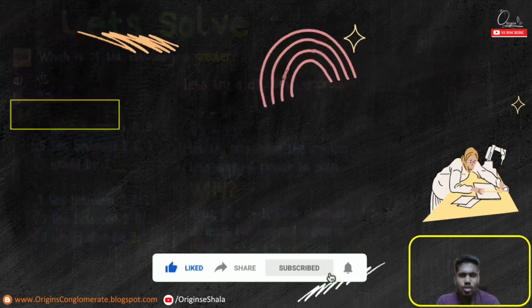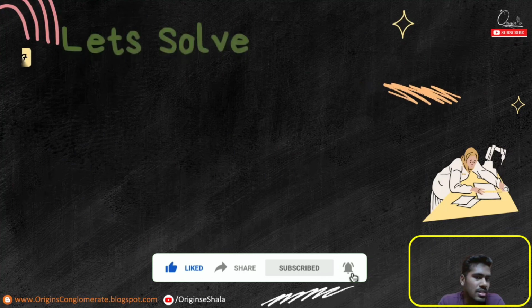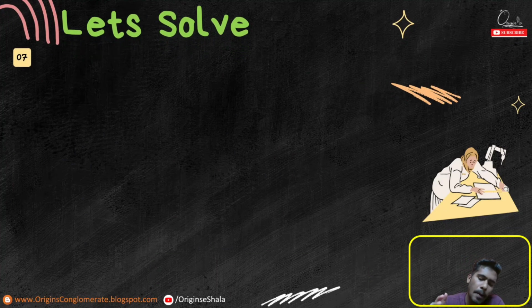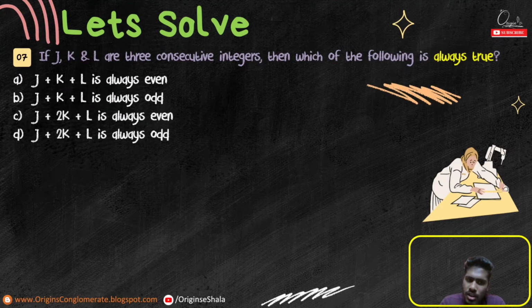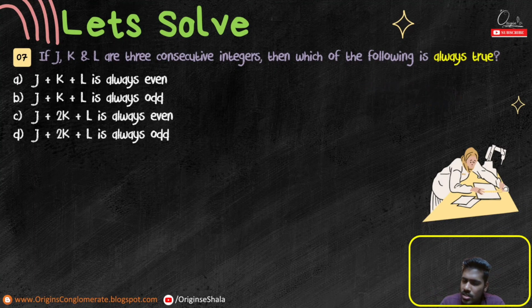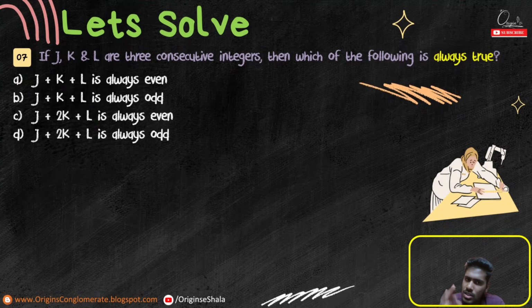So let's move to the next question. This one has a bit more language, if you are not quite familiar with vocabulary in English. You should try this to understand yourself. I have three numbers j, k and l which are consecutive integers, and I have written a few statements here, and you have to find which one of these statements will always be true. Out of these four, which condition will always be true for three consecutive integers?